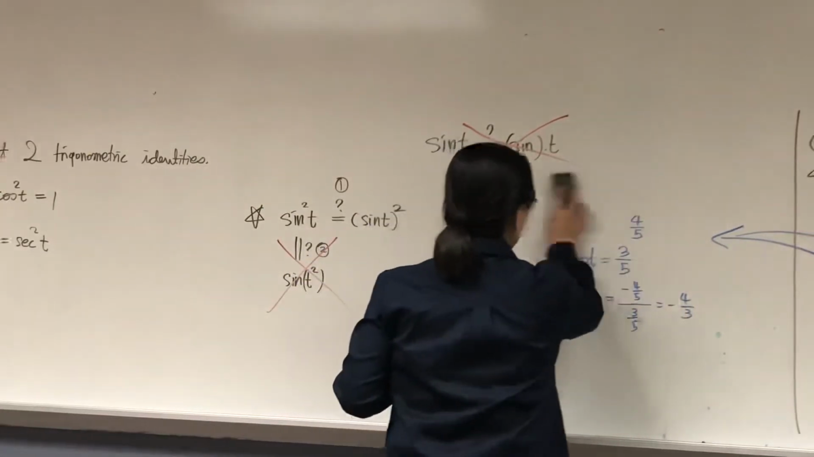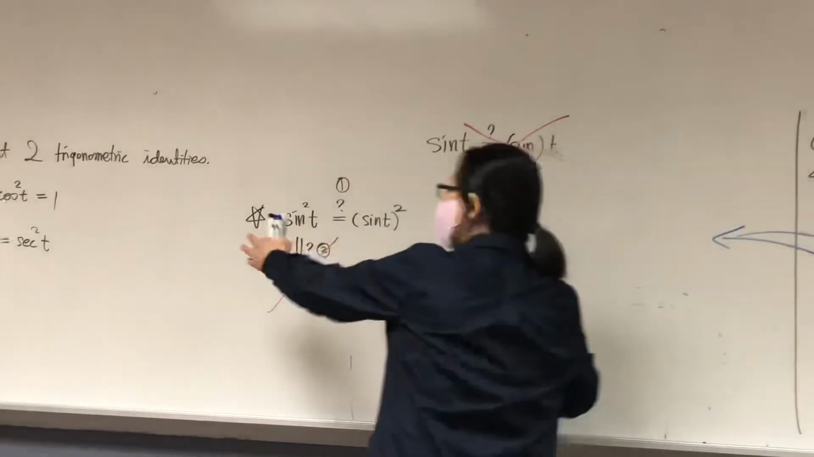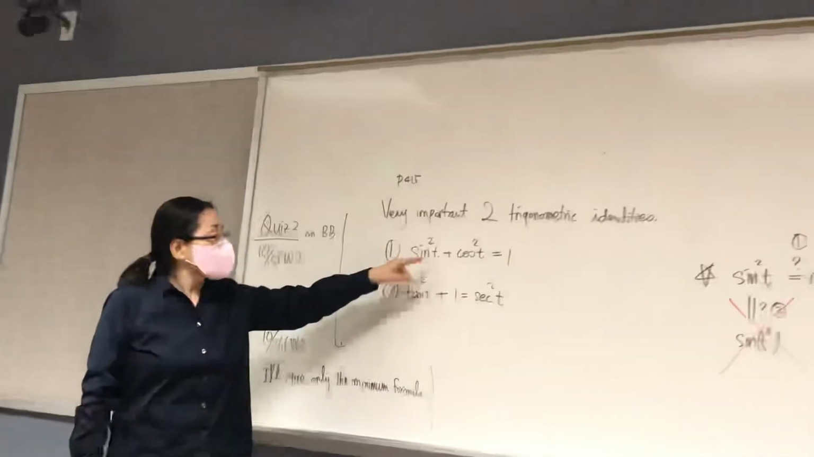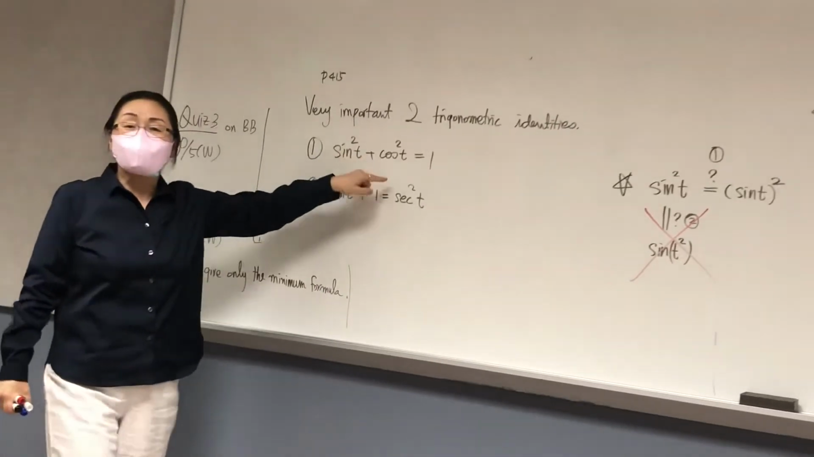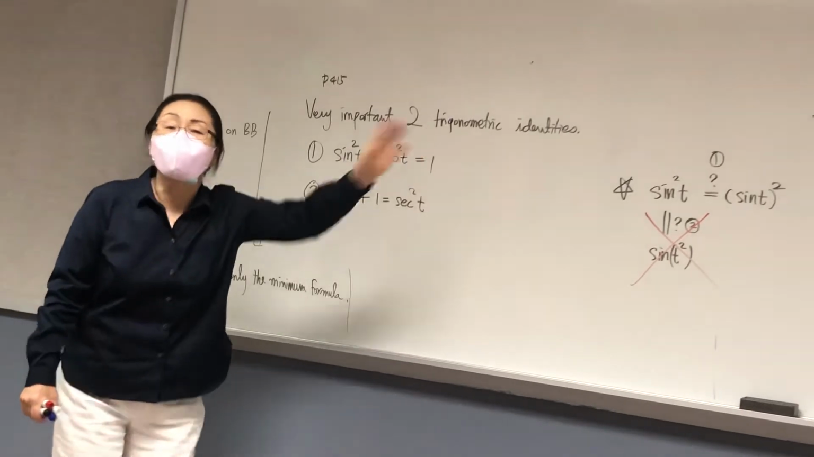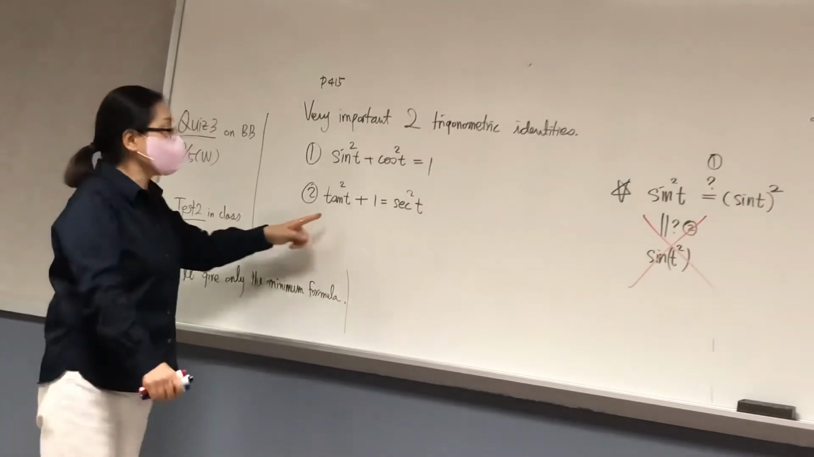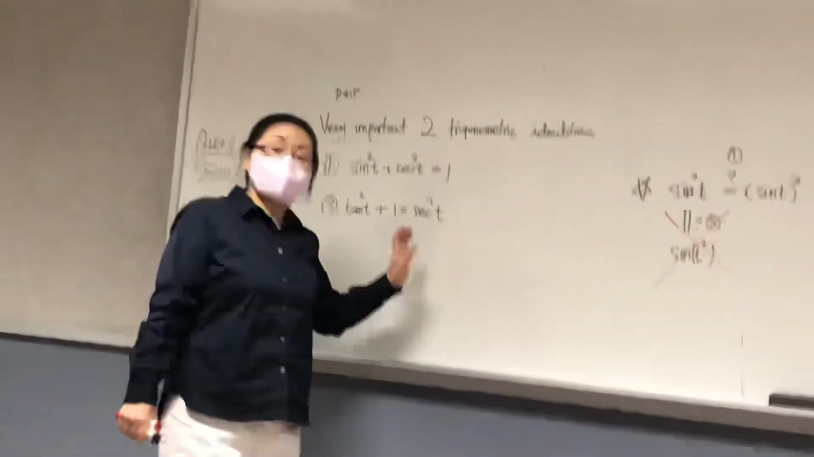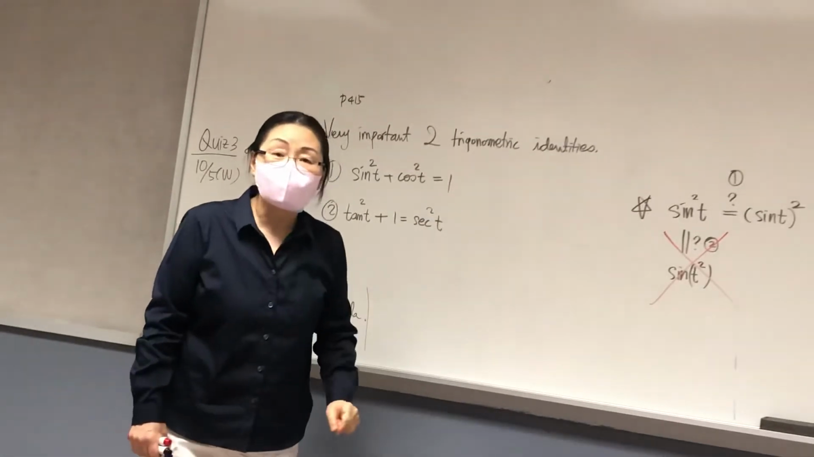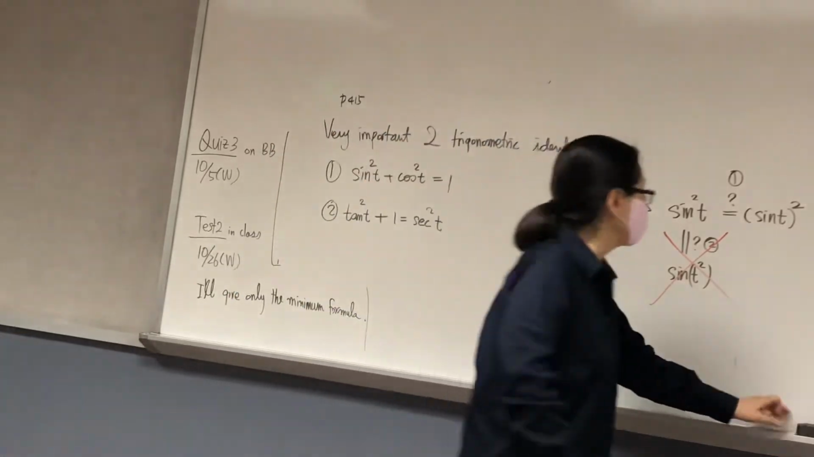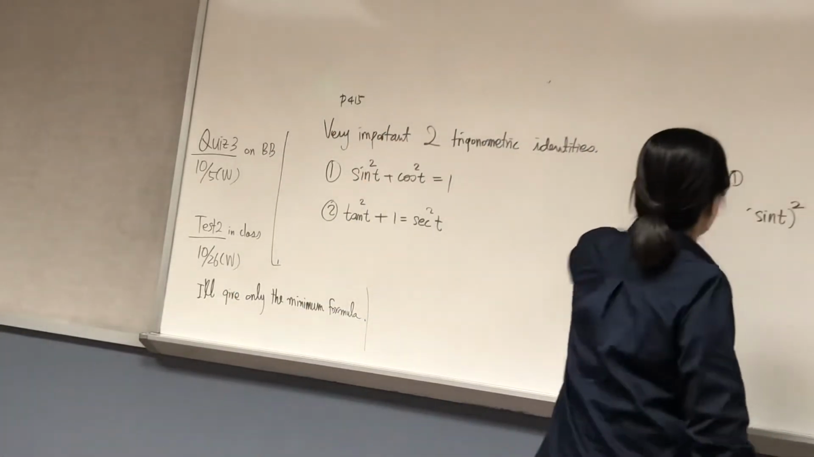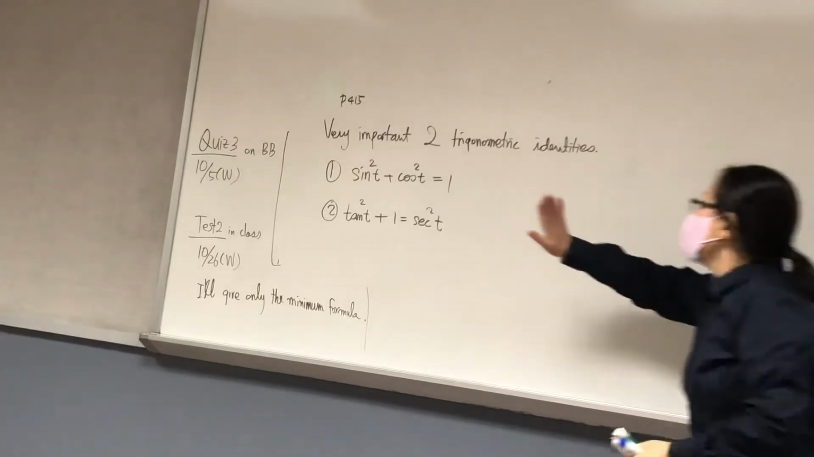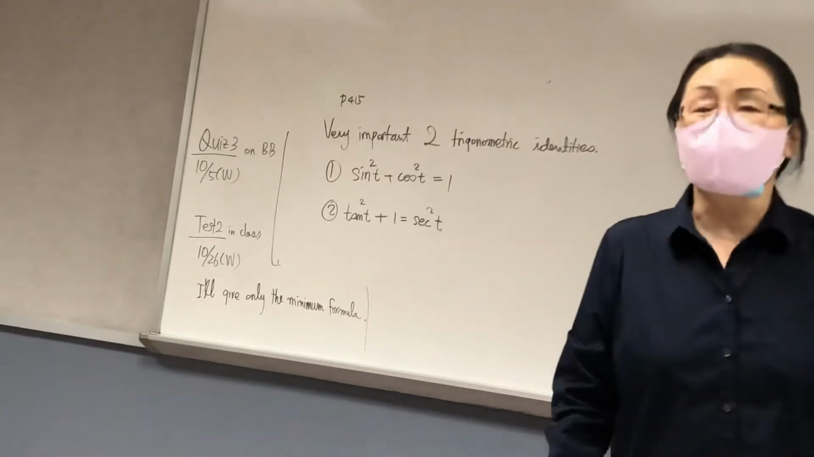Okay, so you have to understand the meaning. Go back here. So this one means what? Sine t times sine t plus cosine t times cosine t equal to 1. Am I right? Yes. This one is tangent t times tangent t plus 1 equal secant t times secant t. Yes? Don't confuse it. Okay. Now, this is identity. This one, you should memorize it. Memorize it.